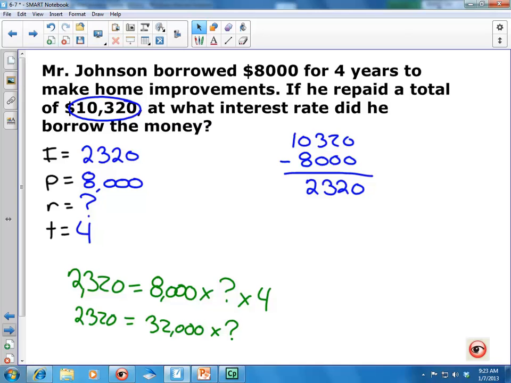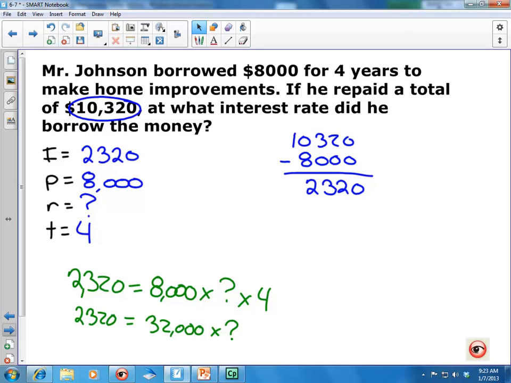It's 32,000. Now, let me ask you, whenever we were solving these equations, and we had some number times some number equals this over here, how would we find that missing number? Yeah, we have to divide because we're bringing that back across our equal sign. So we're going to have this number right here, 2,320, divided by 32,000, which I'm going to tell you is going to give us a really small number, which is good because remember our rate is a percent, so it's always going to be like a point, a decimal number.